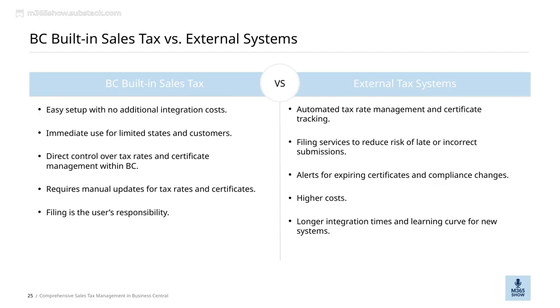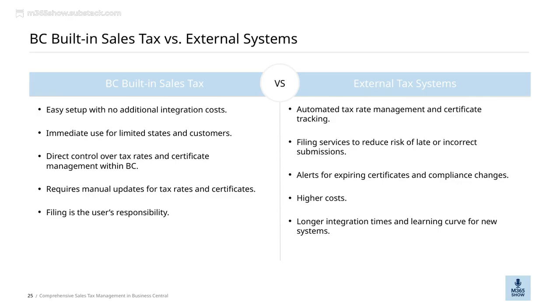Let's take a closer look at the comparison between BC's built-in sales tax and external systems. On this slide, we see that the built-in sales tax feature offers comprehensive management directly within Business Central. This includes automated tax rate management and certificate tracking, which helps ensure accuracy and compliance without much manual effort. It also provides filing services, reducing the risk of late or incorrect submissions, and alerts for expiring certificates or changes in regulations, keeping you always up to date.